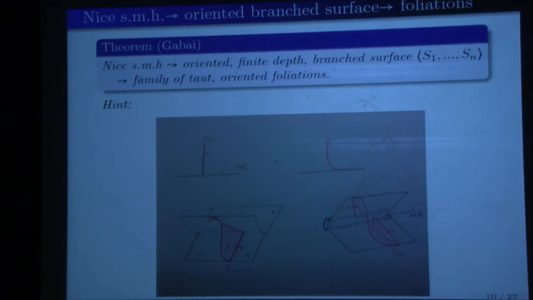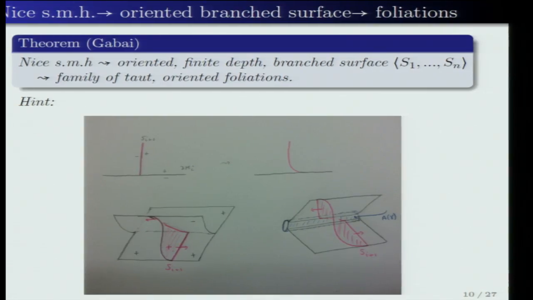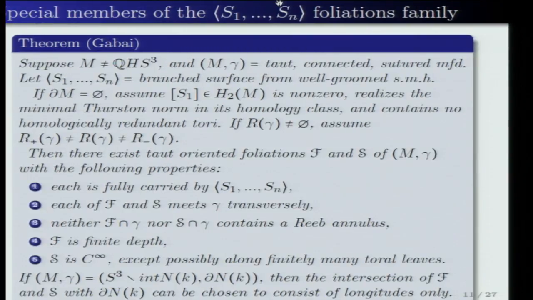And when we care about smoothness, we can always isotope a branch surface so that it's smoothly embedded. Forget everything up here; I just wanted to have a very precise statement. But what is important is that these branch surfaces carry lots and lots of foliations.